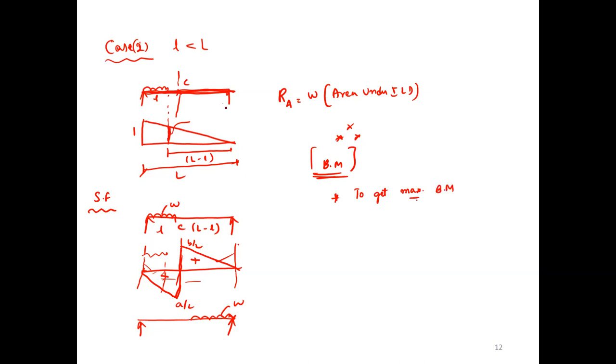See, if the length of UDL is greater than the span, you have nothing to worry about because you are placing the UDL over the entire span. But in these cases, if small l is less than L, this is very, very important to get maximum bending moment in the case of UDL of length l less than span L.